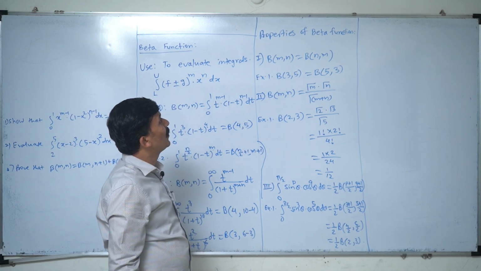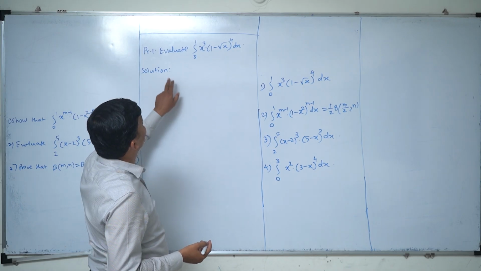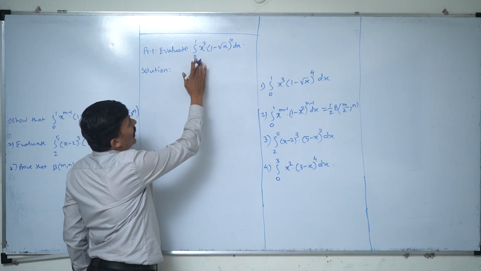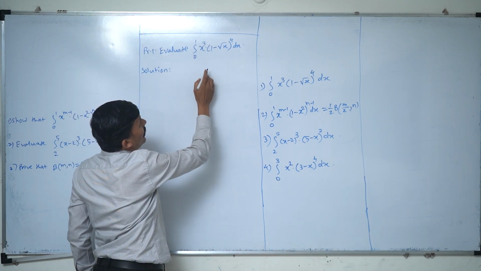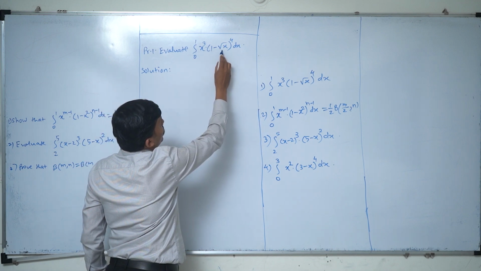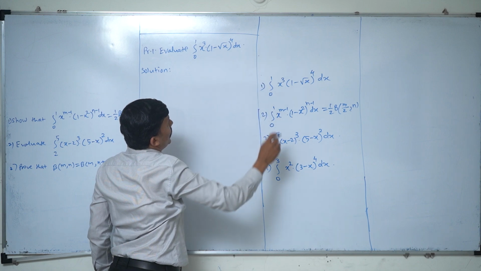Now we will solve some numericals over beta function. We evaluate some integrals by using beta function. So this is the first problem. Evaluate the integral from 0 to 1 of x cube into bracket 1 minus root x, bracket raised to 4, dx.